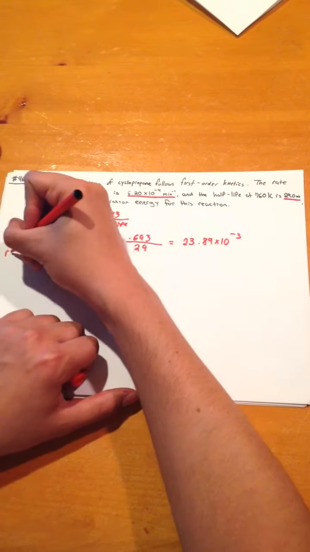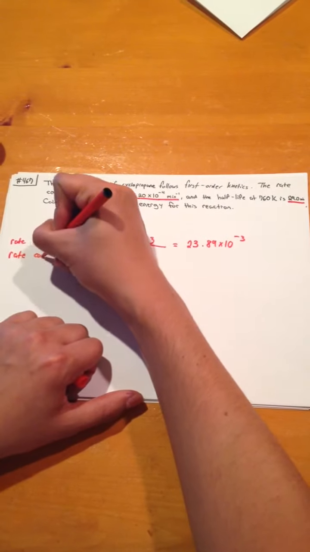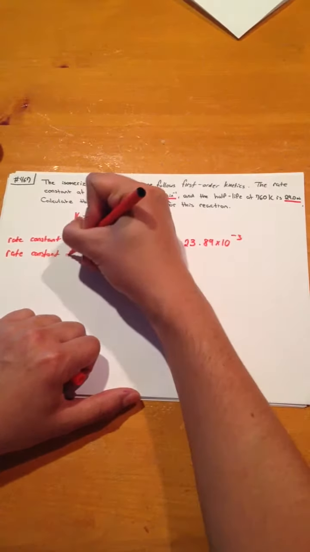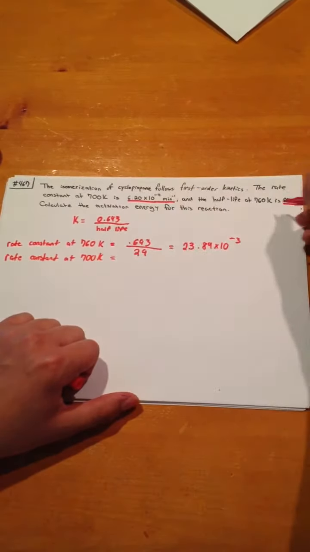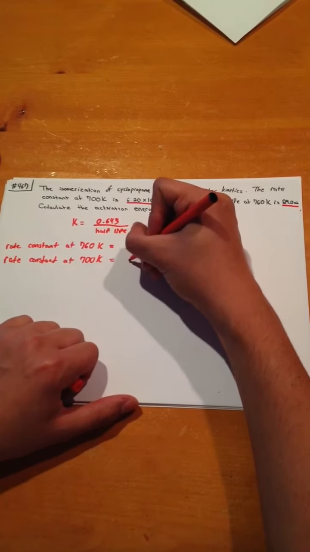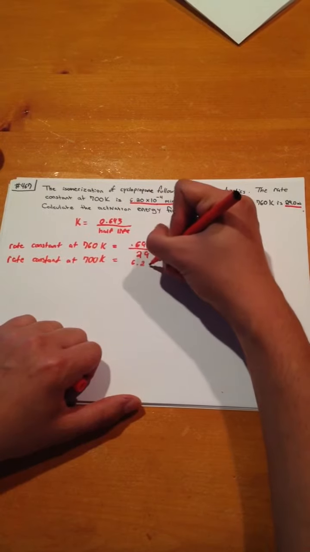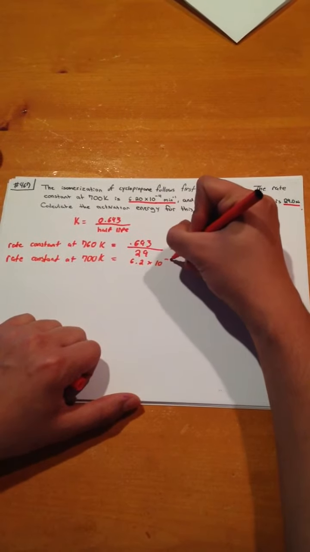And then our rate constant at 700, they already gave it to us. Remember it's right up here, and that's going to equal the 6.2 times 10 to the negative 4.